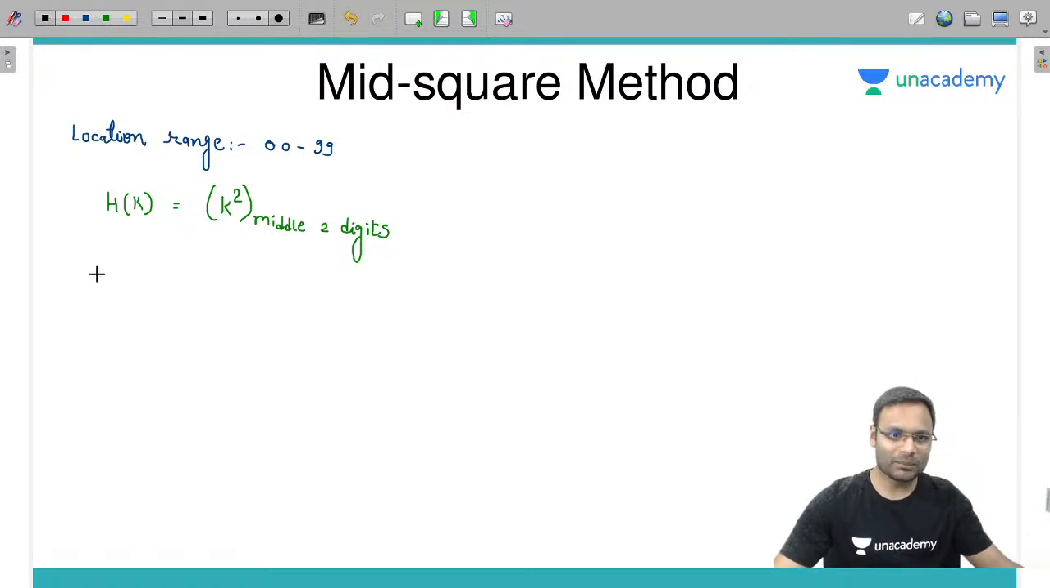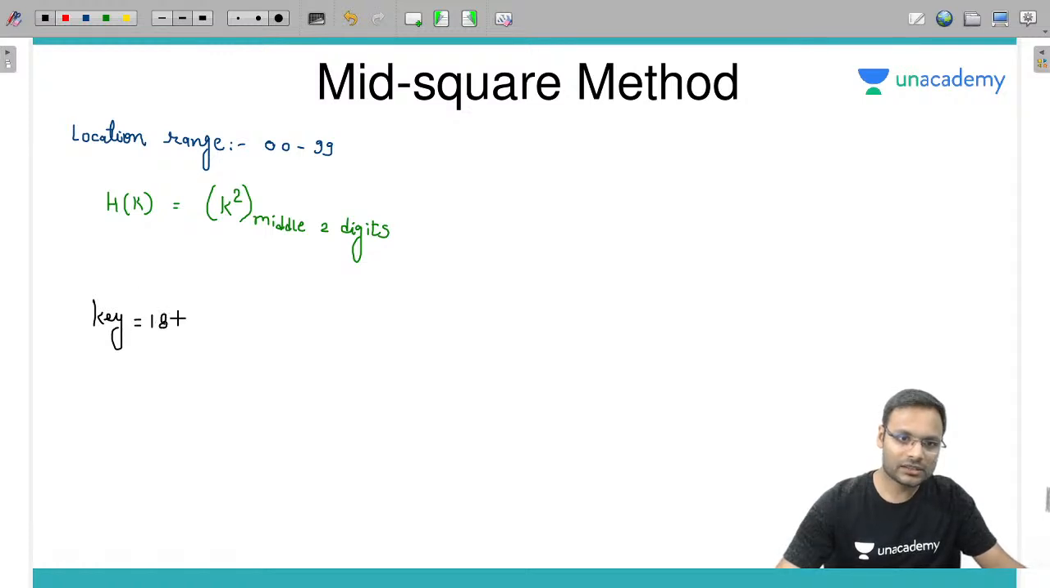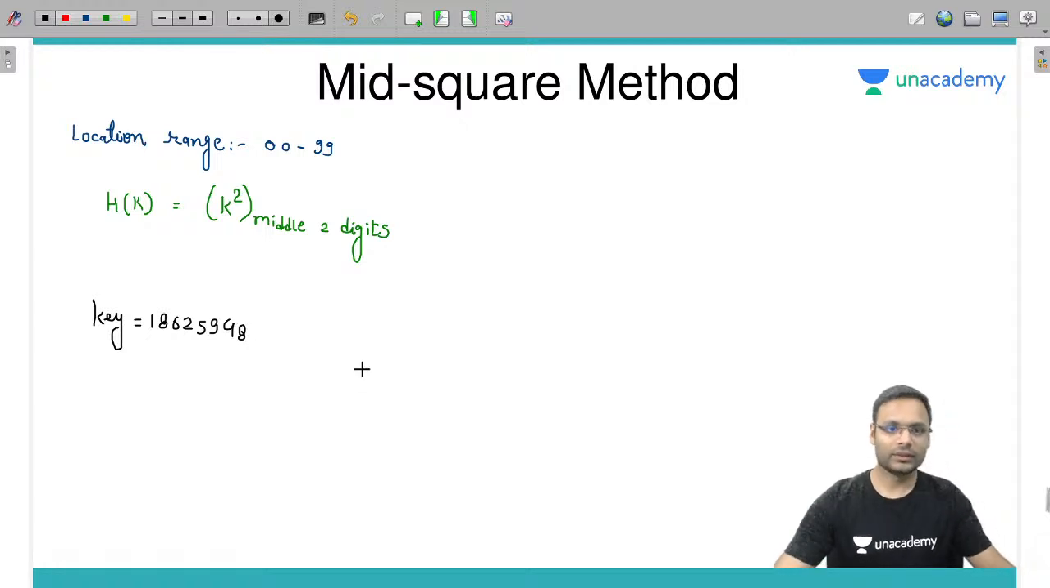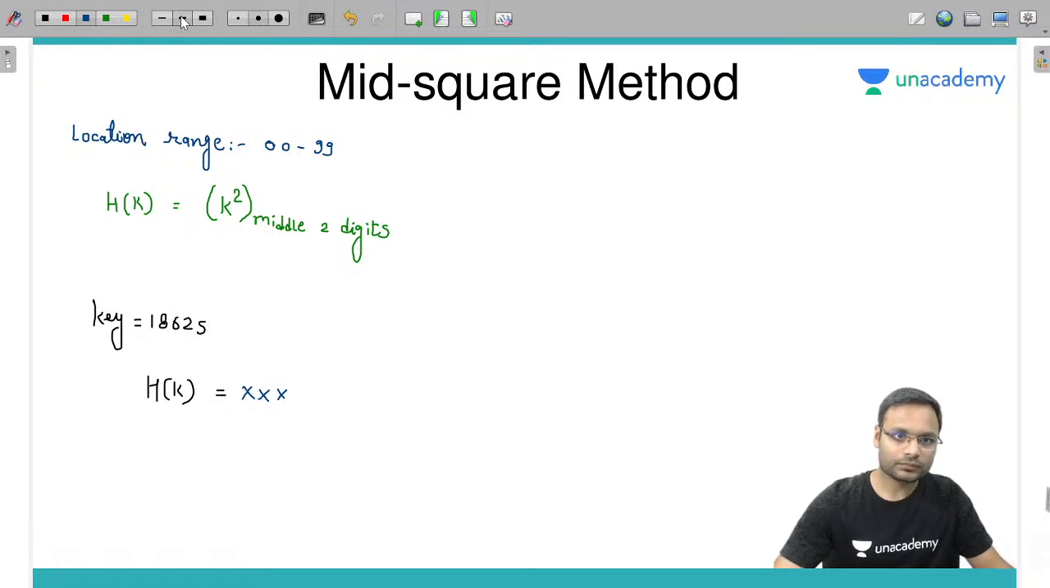Let me take a small example. Suppose you have a key like this, 18625948. This is the key. So what will be the h of k? I'm not going to calculate the square of this. It became a bit big, so let's make it smaller. 3 digits here, 3 digits here, and the middle 2 digits are 56. Location is 56. It is just a random pick, okay?